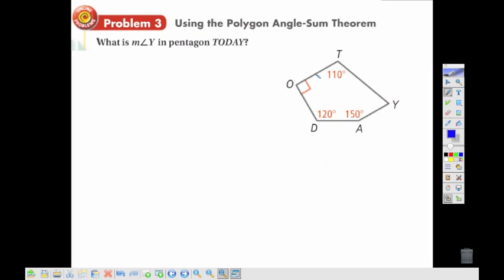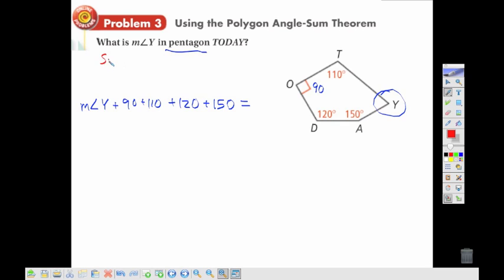In the next one, we have another pentagon. There's 5 sides here. We can see by counting there. And they want to know the measure of this angle. So basically, we can take all of these and add them together, but I treat this as the measure of angle y plus 90 plus 110 plus 120 plus 150. And that's going to be equal to the sum of all the sides. So we need to find the sum of the sides in this problem.